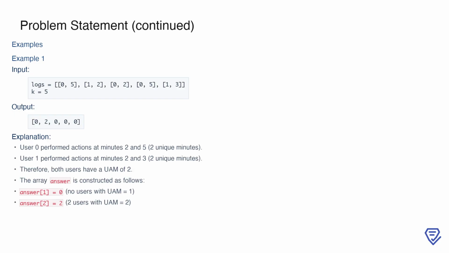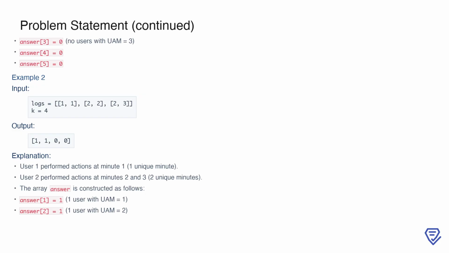With these UAM values, we construct the answer array. For answer 1, there are no users with a UAM of 1, so answer 1 equals 0. For answer 2, 2 users, user 0 and user 1, have a UAM of 2, so answer 2 equals 2. The rest of the values in the array are 0 since no users have UAM values of 3, 4, or 5. This gives us the output 0, 2, 0, 0, 0.